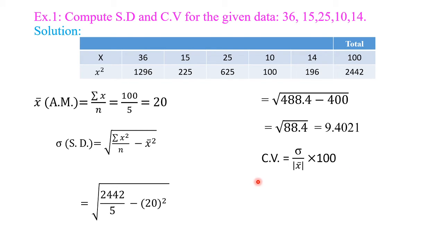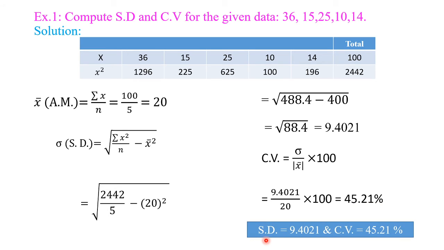So standard deviation is 9.4021. Coefficient of variation is equal to sigma, meaning standard deviation, divided by x bar, meaning arithmetic mean, into 100. So put these values in this formula. We get 9.4021 divided by 20 into 100 is equal to 45.21%. So standard deviation is 9.4021 and CV, the coefficient of variation, is 45.21%.